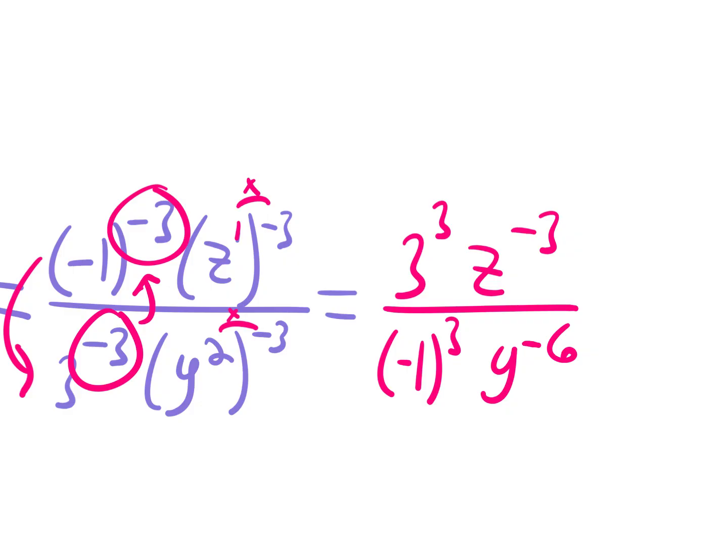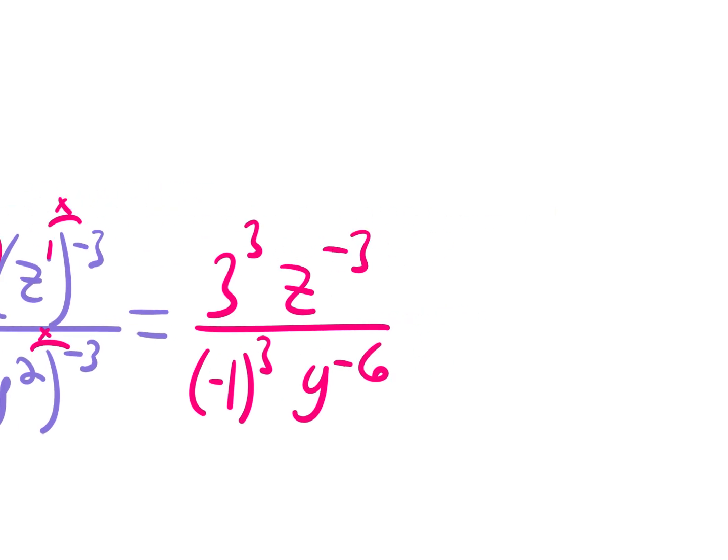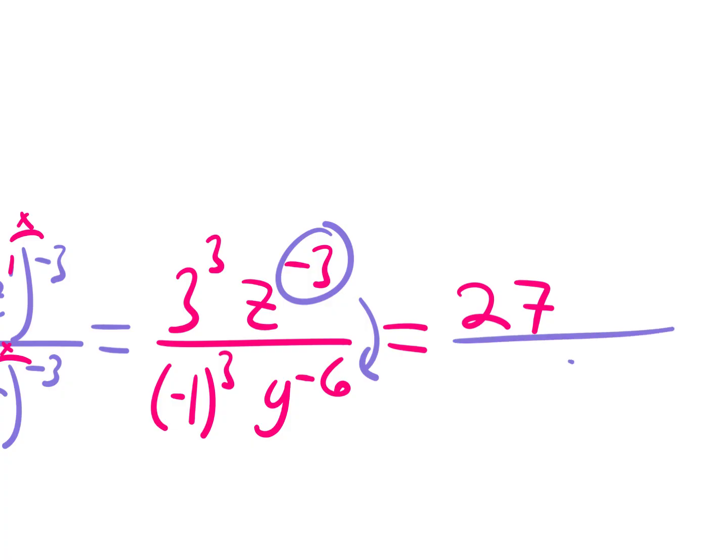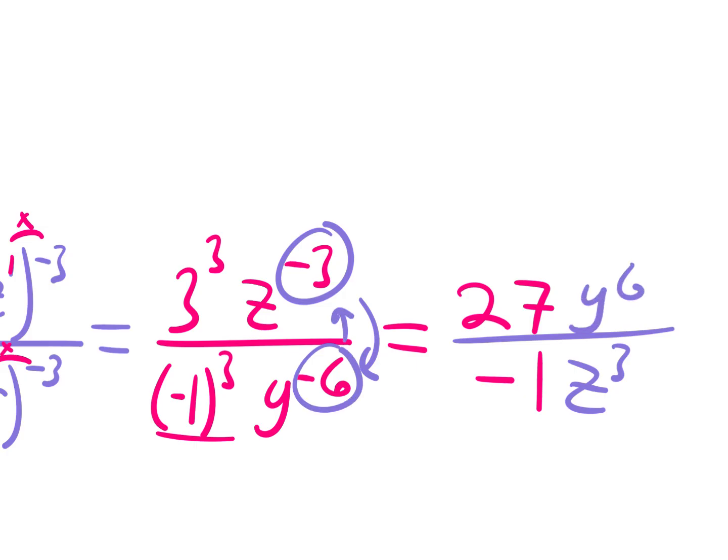I kind of did two things at once there. Are we okay with that? Okay, we're still following along? Again, don't blink, guys. A lot of things happen. So 3 to the power of 3, we know that that's 27. What can I do with this z to the negative 3? Move it to the bottom, so I know that that's going to be z to the positive 3. And then negative 1 to the positive 3, what does that get you? Negative 1. And then this y to the negative 6, what can I do with that? It's going to move to the top. This is going to become y to the positive 6.